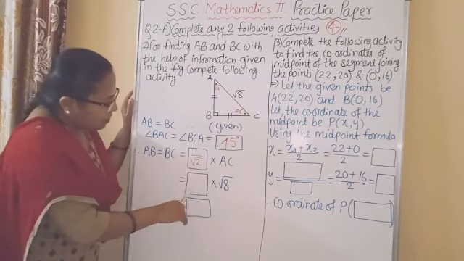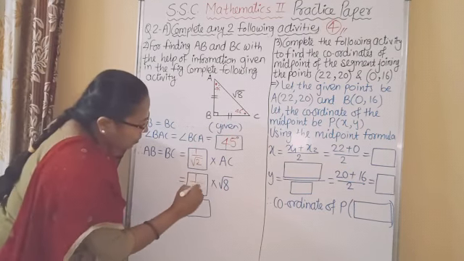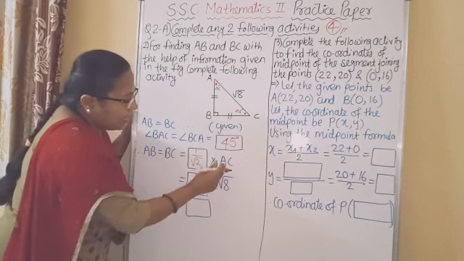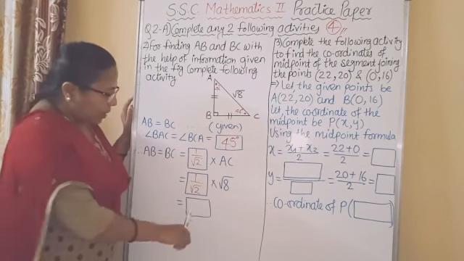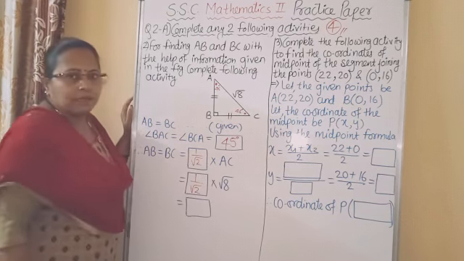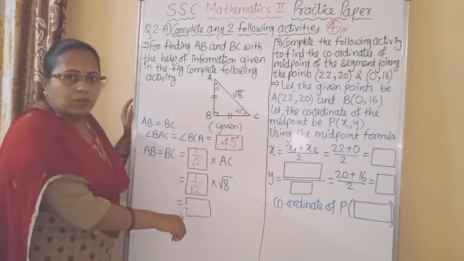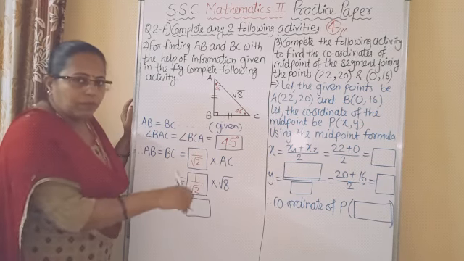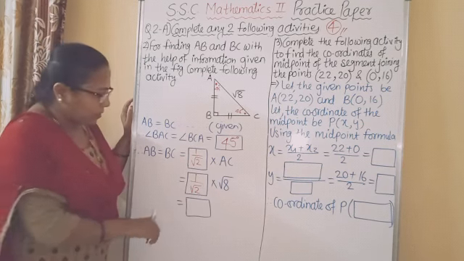So we have to carry the steps here down. 1 upon root 2 and AC is root 8. Now here we have to write the direct answer. For that we have to do some rough work. That rough work you can do on the last page of the answer sheet.